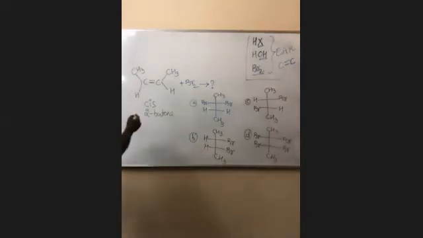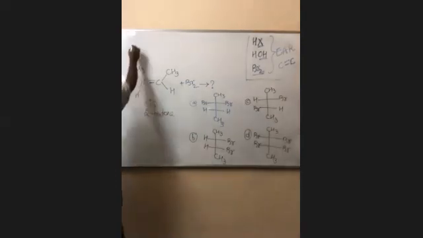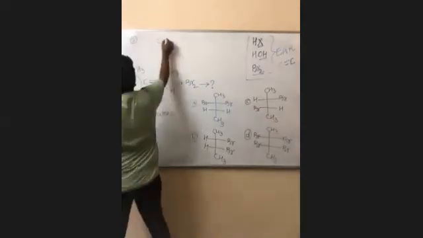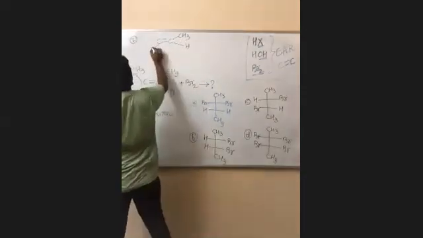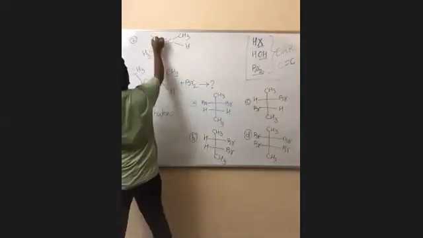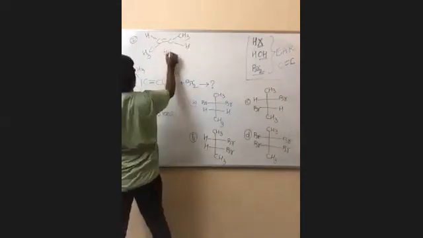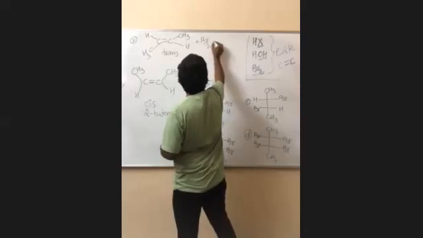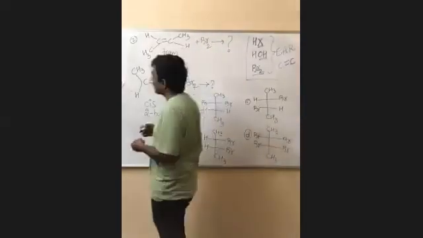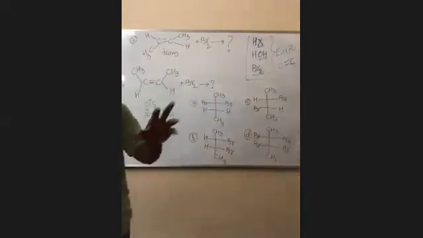If it is trans, this is question number 1. For example, question number 2 is C double bond C, with CH3 here, hydrogen here. This is trans: CH3 here, hydrogen. Trans 2-butene, when you are adding bromine, what is the product? You will get a different product.